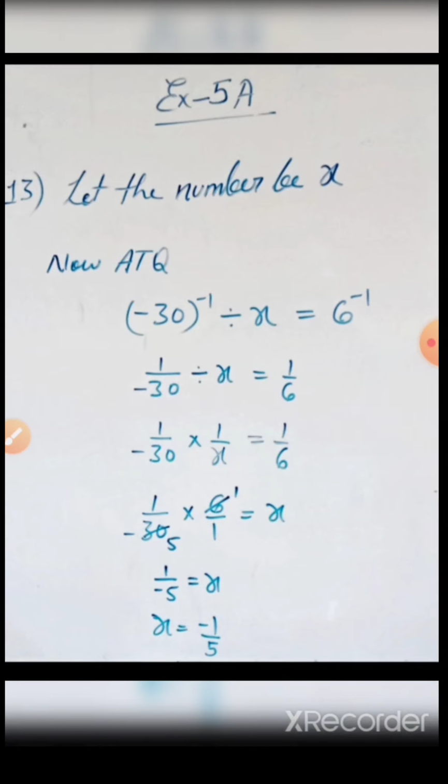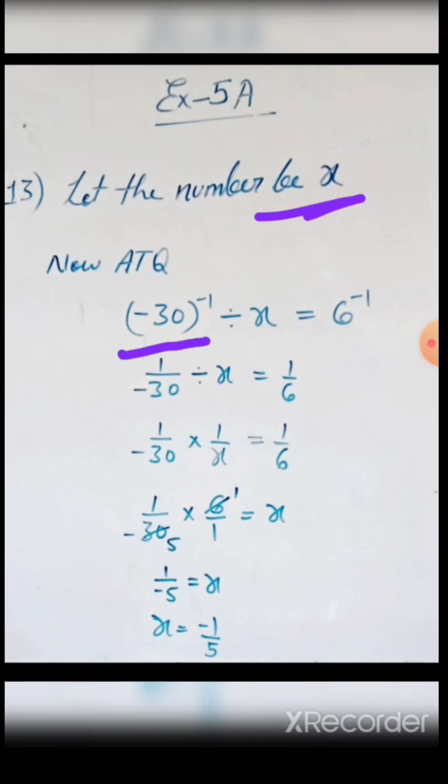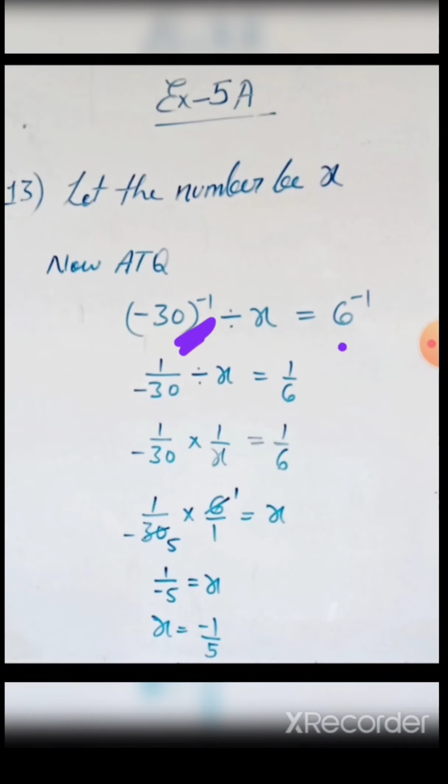Okay, so we don't know what will be the number, what will be the divisor, so we will assume that let the number be x. Here we are assuming the number as x. Then according to the question, minus 30 raised to the power minus 1 divided by x is equal to 6 raised to the power minus 1. Now what we'll do, we'll make the powers positive in the next step.